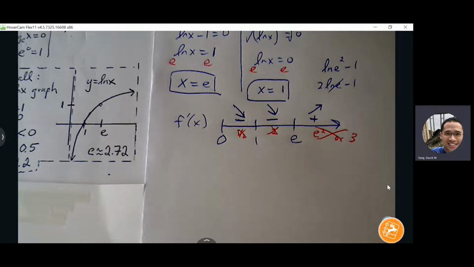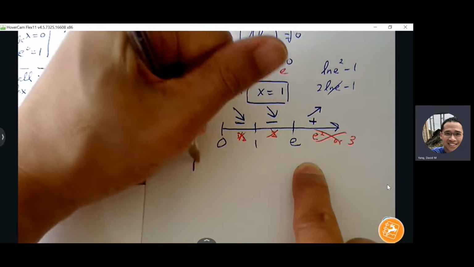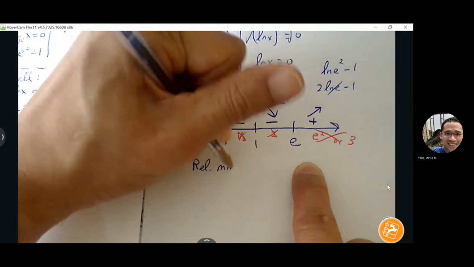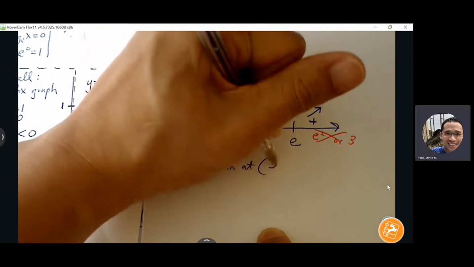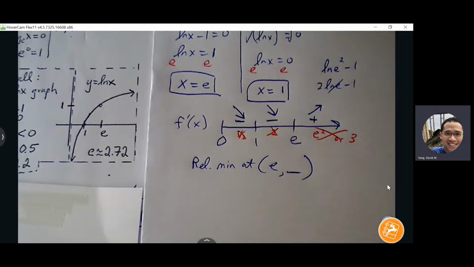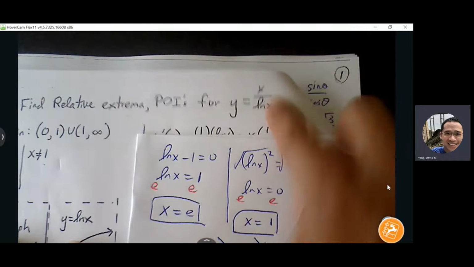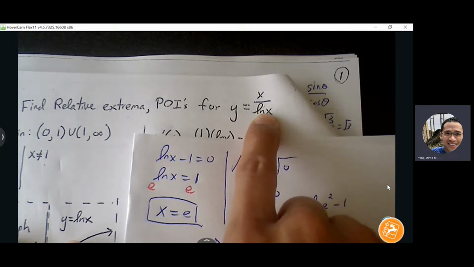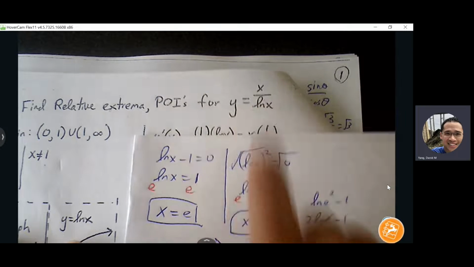Okay, is there a relative extrema? Yes, there is a relative what? Relative min. If I asked you for the ordered pair, you would take that e value and plug it into the original, right? To the original. So e over natural log of e. Natural log of e is 1. e over 1 is just e.